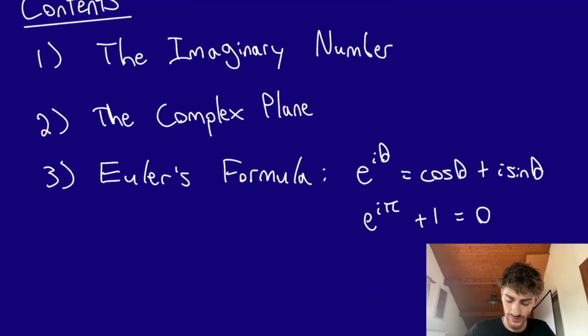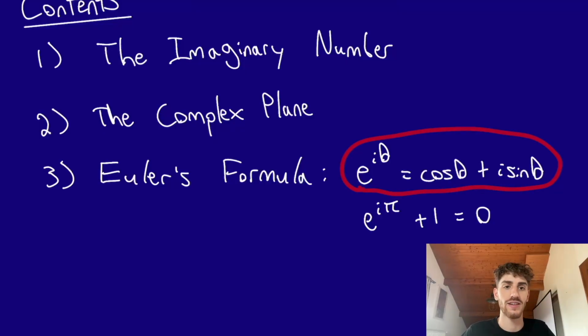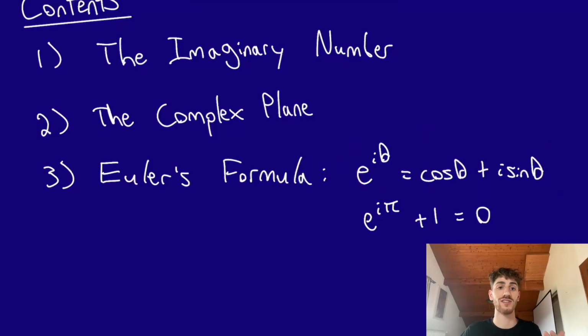It's a very powerful formula, and if you already know what a complex number is and you're just interested in seeing the proof of that and what that's about, you can just skip to that part of the video. And I'll also be going over Euler's identity, which is just an extension of Euler's formula.